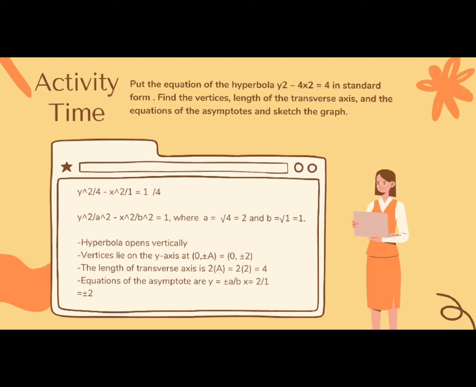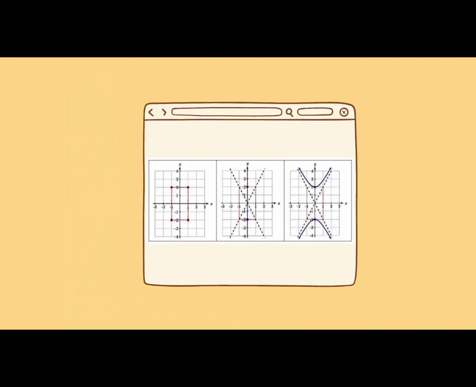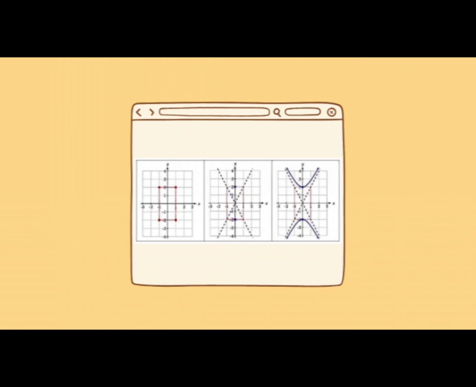Comparing to the general standard equation, we see that a equals the square root of 4, which equals 2, and b equals the square root of 1, which equals 1. To sketch the graph, we plot the vertices of the construction rectangle. The asymptotes are drawn through the diagonals of the rectangle and the vertices plotted. Then we sketch in the hyperbola, rounded at the vertices and approaching the asymptotes.